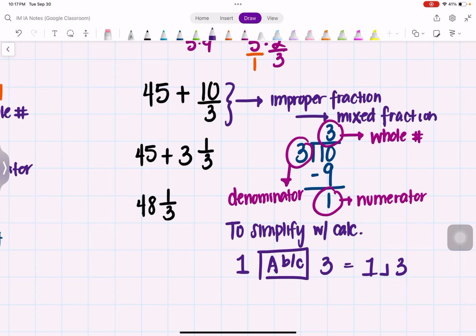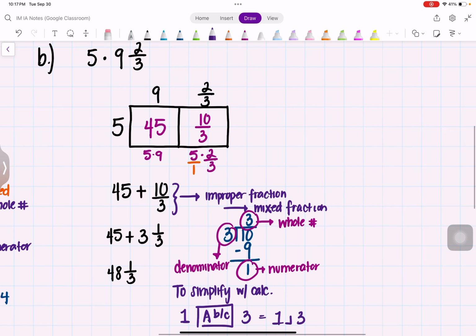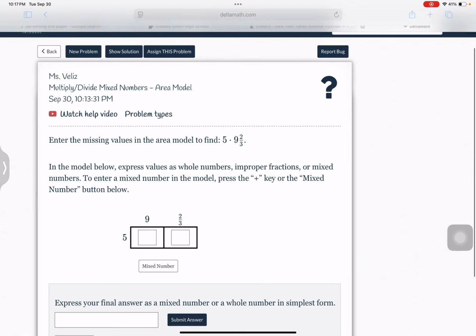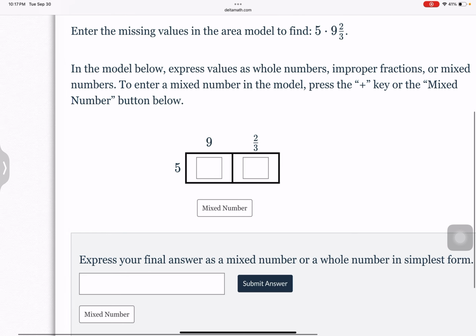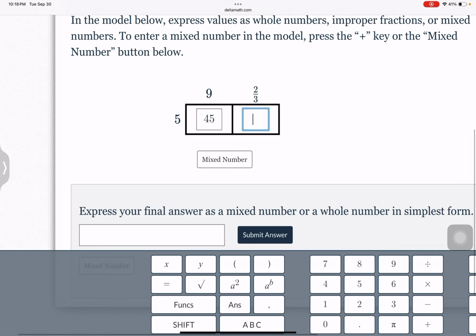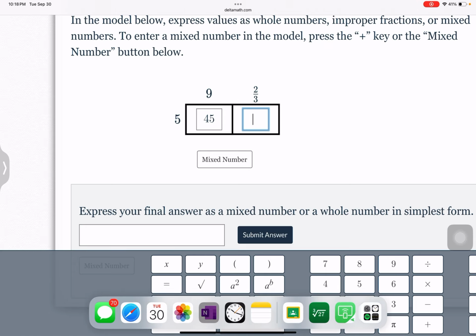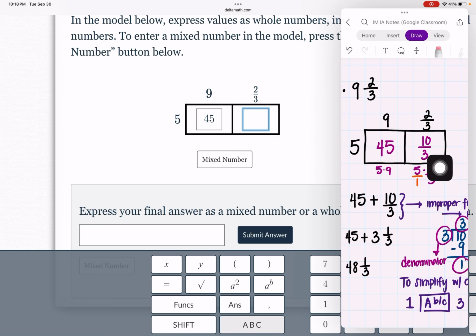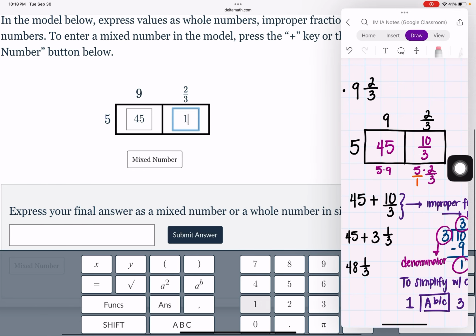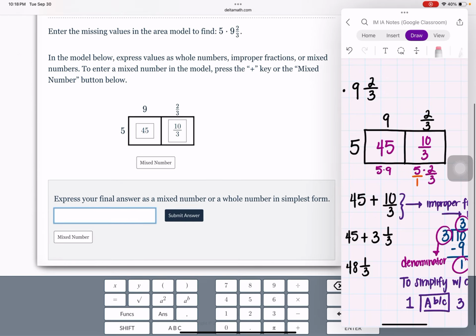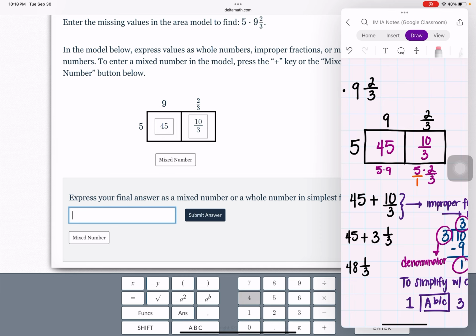Okay. And let me see if I could show you guys this on Delta Math, how we're going to be entering it. So let's check here, right? We had in this case, guys, that this here was going to be 45, right? Because 9 times 5 is 45. When I multiplied, which was this section here, I got 10 over 3. All right. And after doing all of that, I found my answer to be 48. And then I'm going to click the mixed number, 1/3.